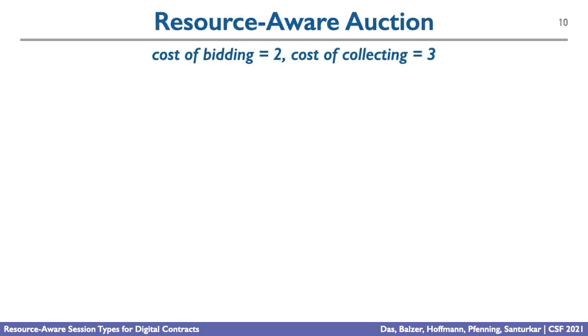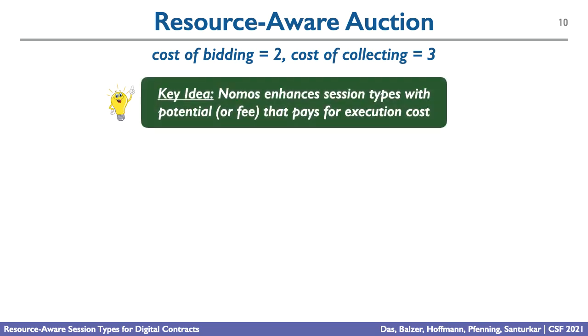But what about resource analysis? How do we infer the execution cost? So let's assume that the cost of bidding into the auction is 2 units and the cost of collecting out of the auction is 3. Now that brings me to the third key idea behind the Nomos language, which is that Nomos enhances session types with this notion of potential, which you can also think of as fee, that pays for the execution cost. And this is what we call resource aware session types.